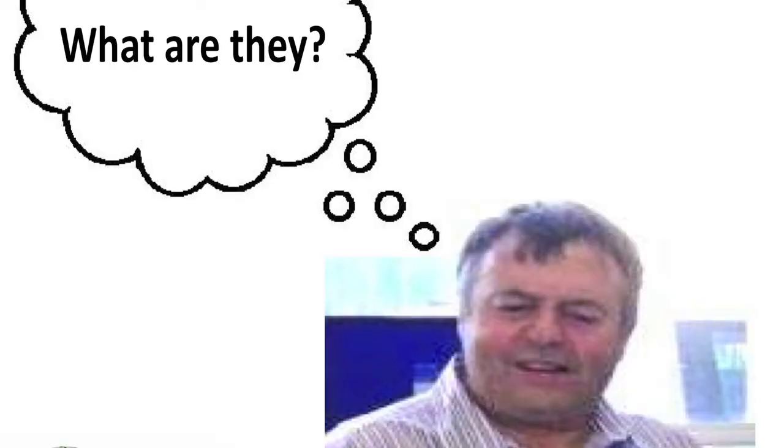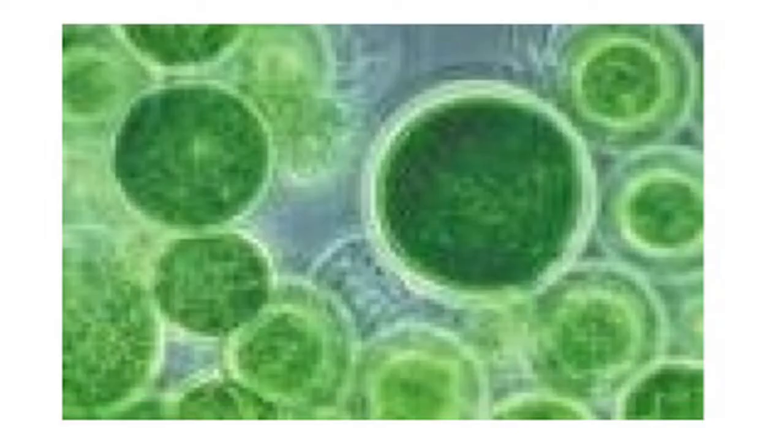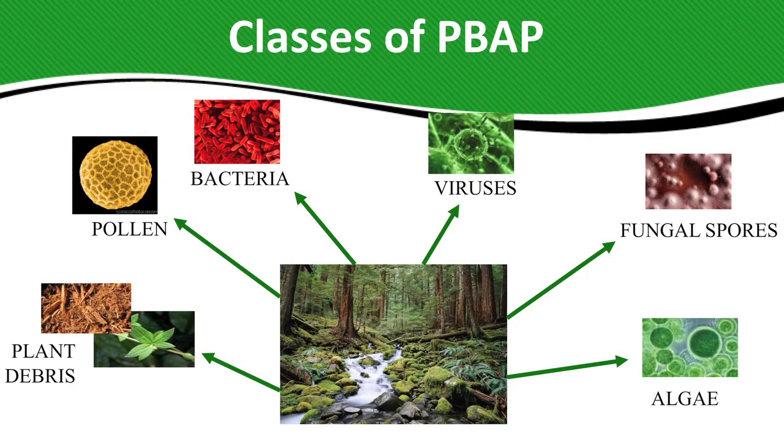So what are primary biological aerosol particles, or PBAP as I'll be referring to them from now on? Here is my aforementioned supervisor asking that very same question. Some of the main classes of PBAP include pollen, fungal spores, bacteria and viruses. They come in a variety of sizes and shapes. Some can be very spherical, like the pollens you can see in the figure, or some can be rod-shaped, like the bacteria you can see.